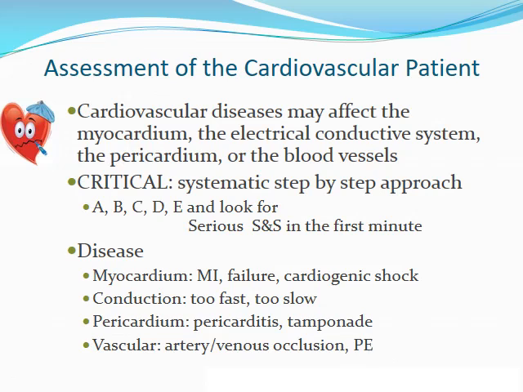Various diseases of the cardiovascular system are MIs, heart failure or cardiogenic shock. In the conduction electrical system, are they going too fast or too slow? In your pericardium, do they have the itis, the inflammation, the pericarditis, or tamponade, and get that squeeze? And then in the vasculature, you can have arterial or venous occlusion or pulmonary embolisms. And we'll talk about those when we talk about specific diseases in the next presentation.